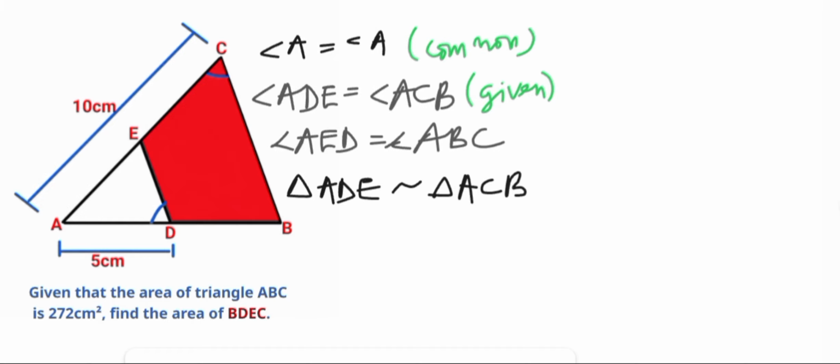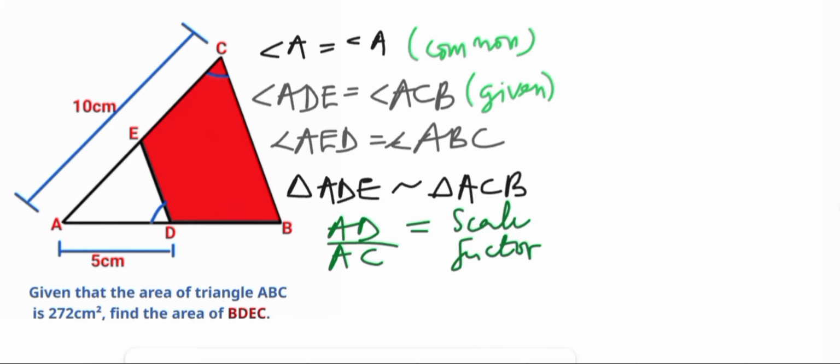The side AD from the smaller triangle actually corresponds to the side AC of the bigger triangle. So the ratio of these two sides must be a constant, which is called the scale factor or the linear scale factor. Therefore, the scale factor for these similar triangles is 5 centimeters over 10 centimeters, and that simplifies to 1 over 2.